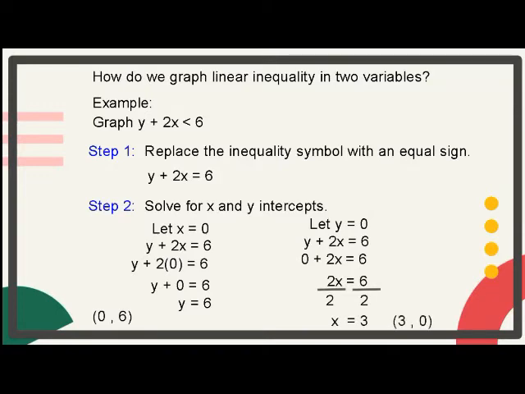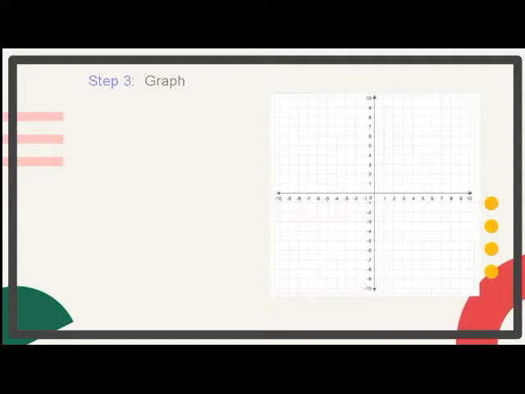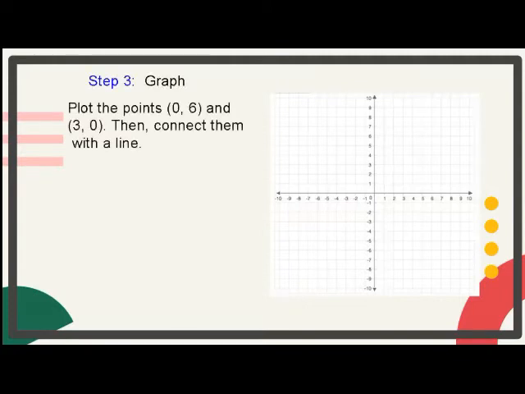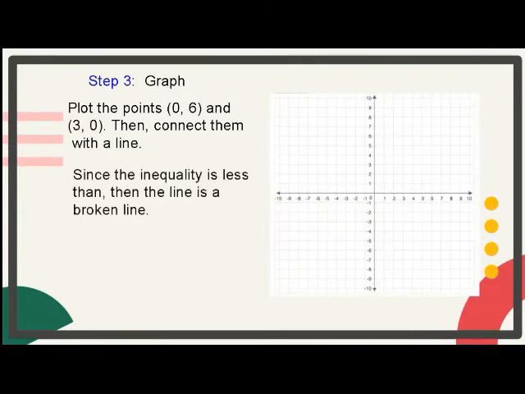Next step is to graph. To graph the inequality, plot the points 0, 6 and 3, 0. Then, connect them with a line. Since the inequality is less than, then the line is a broken line.